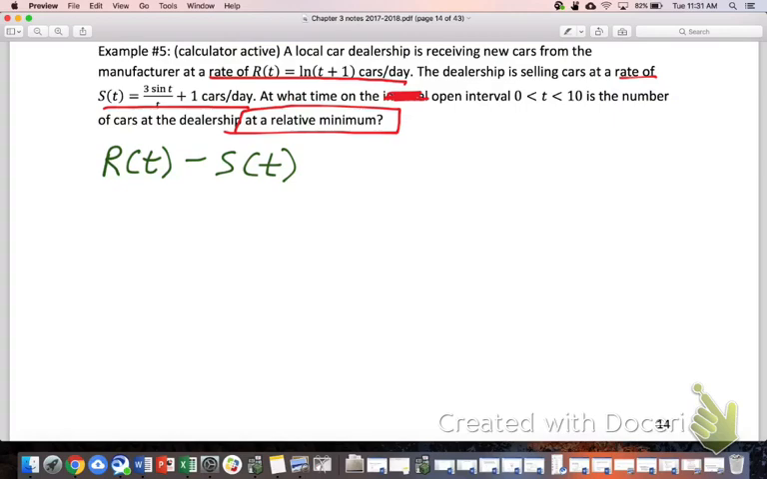Consider what first? Doesn't exist, right? Consider DNE. So seeing what r of t and s of t are up there, are there any t values that would cause r of t minus s of t to not exist? 0? But 0 is not even part of our interval. It's not part of our domain, right? So while 0 would cause r of t minus s of t to not exist, we don't consider it because it's not in the domain.